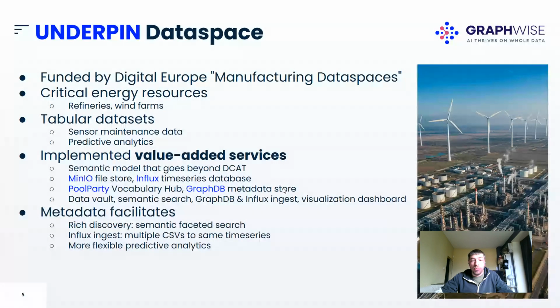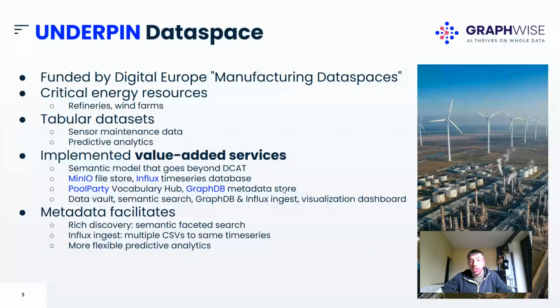We also add a vocabulary hub that is set up via PoolParty, and we use GraphDB to store the metadata. This allows us to more richly describe the different assets in the data. And we add a lot of other technologies that make all of these things come together, such as the data vault, where a user shares the assets and describes them, and semantic search, where users can discover in better ways the different assets that are available.